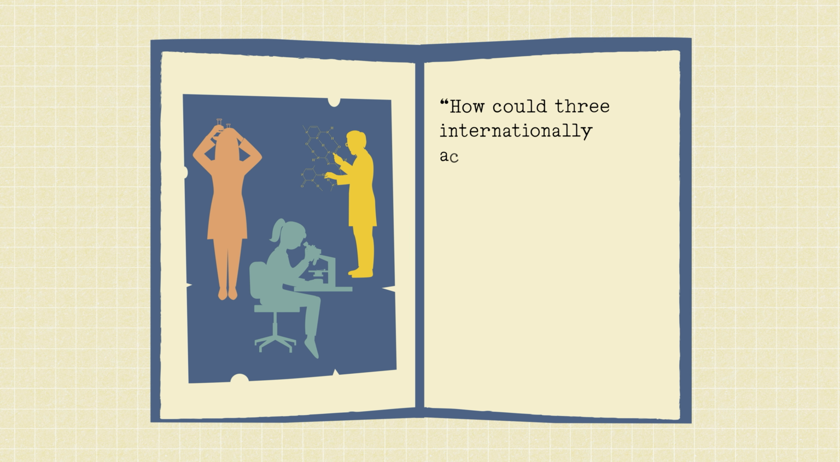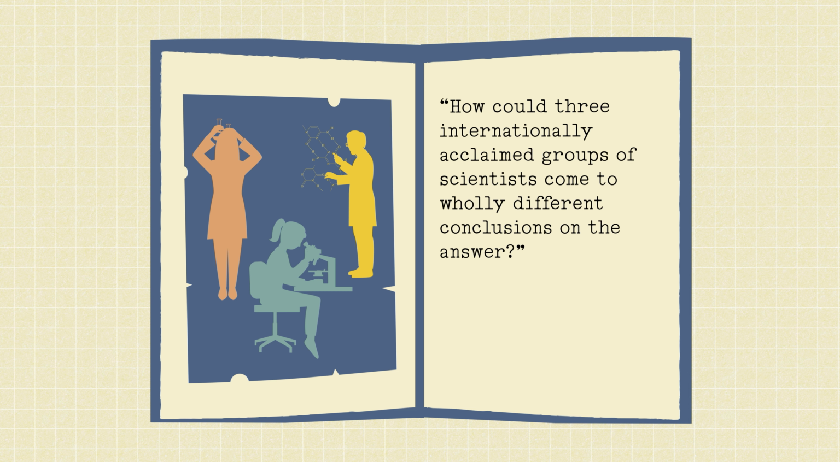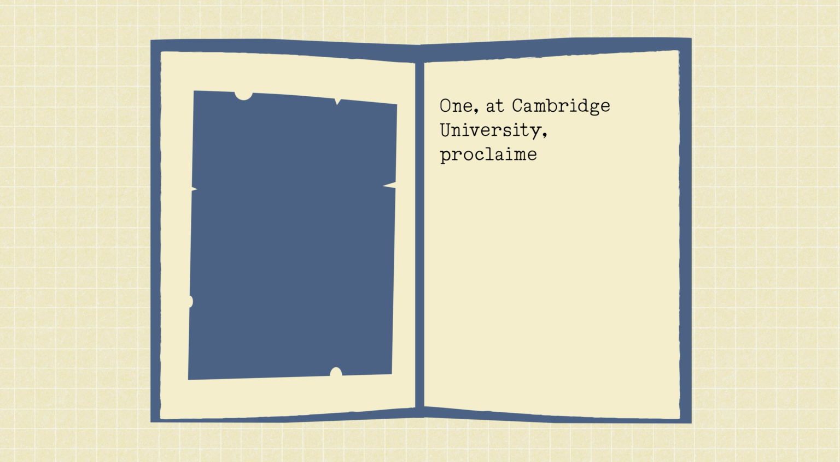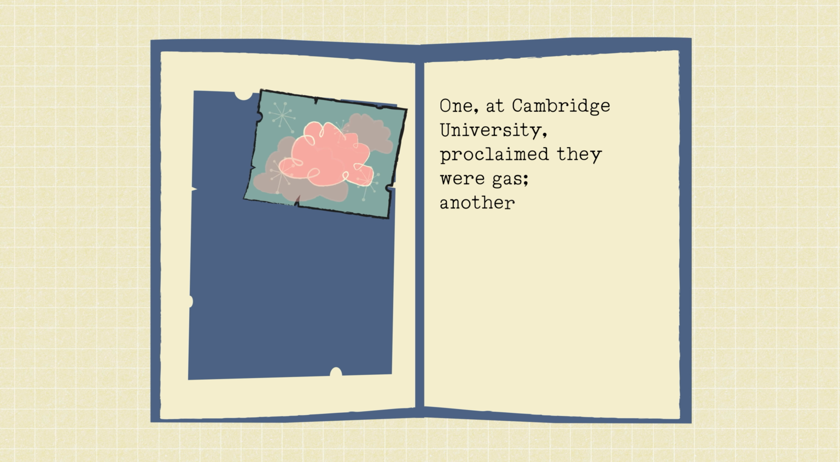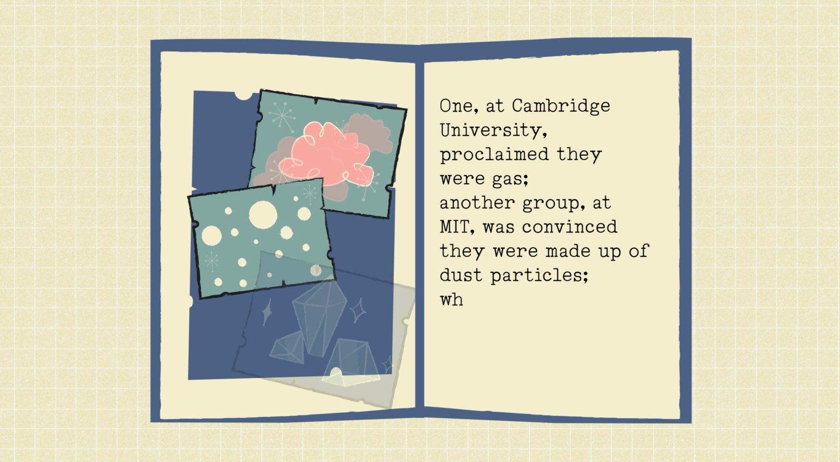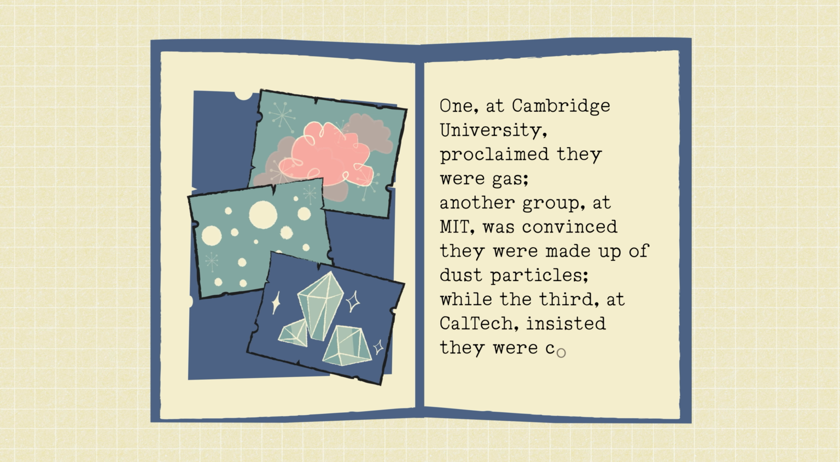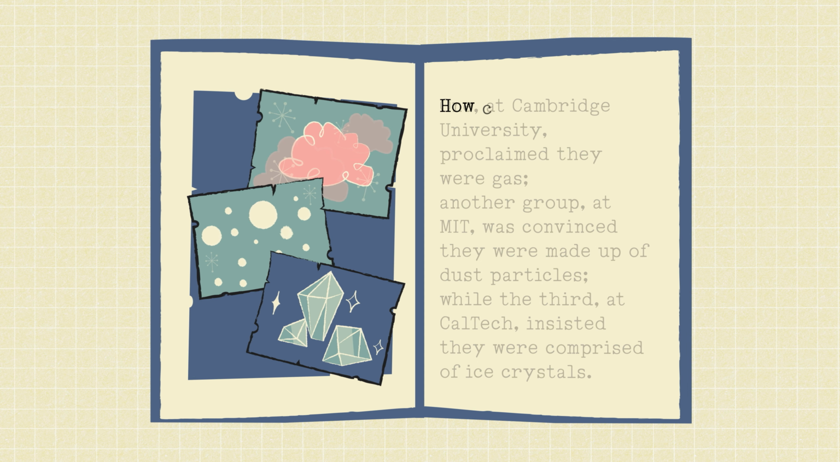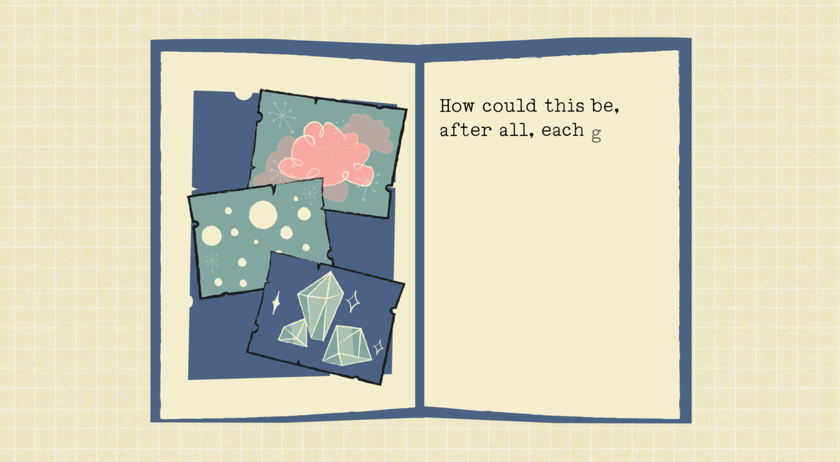How could three internationally acclaimed groups of scientists come to wholly different conclusions on the answer? One at Cambridge University proclaimed they were gas. Another group at MIT was convinced they were made up of dust particles, while the third at Caltech insisted they were comprised of ice crystals. How could this be? After all, each group was looking at the same thing, right? So, what was the answer?